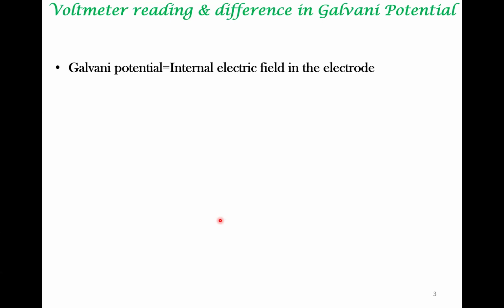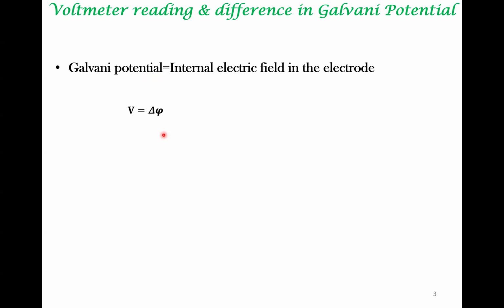Sometimes you may also hear another term called Galvani potential. This is very common in electrochemical systems. Galvani potential refers to the internal electric field in the electrode. When you say there's an anode and cathode, there might exist an internal electric field, and this internal electric field is referred to as the Galvani potential. In some cases, the voltmeter reading is really indicative of the difference in Galvani potential. But in many cases, it may not be.